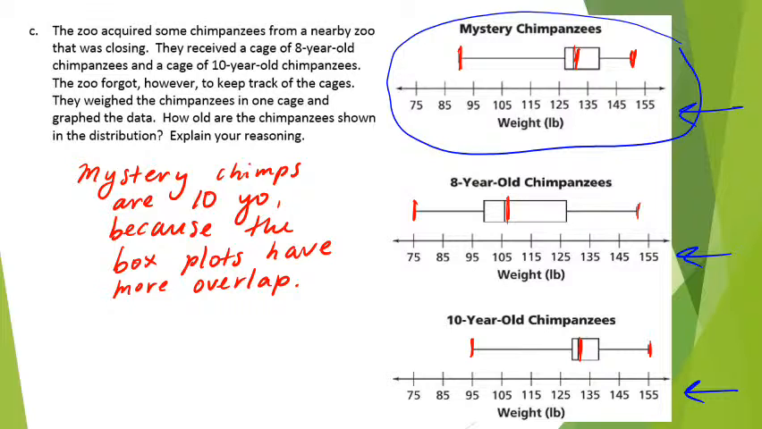And hopefully as well, you can just notice the size of the interquartile ranges are much more similar, right, between the mystery and the 10-year-old. We're looking to see, again, the amount of overlap that there is between the two to try to make a good judgment.